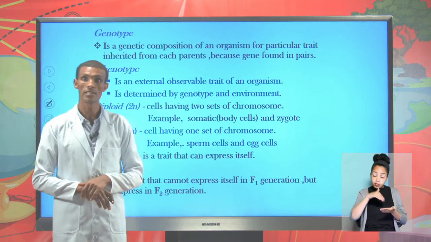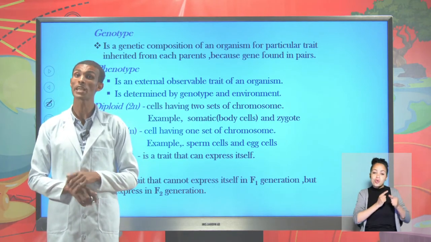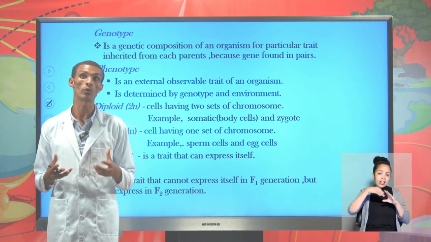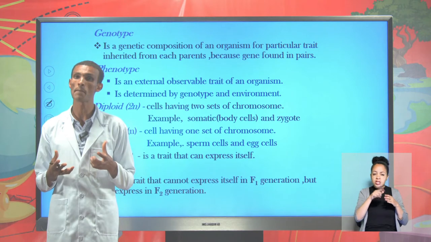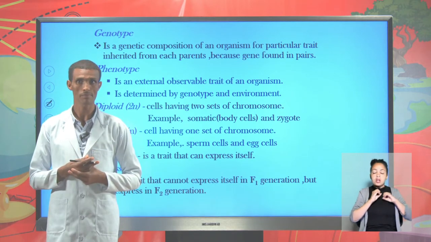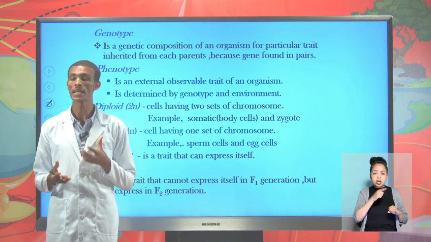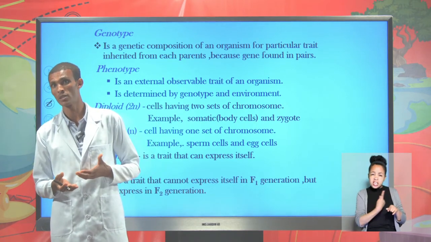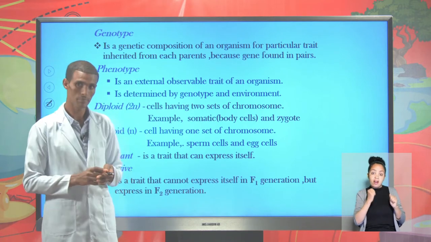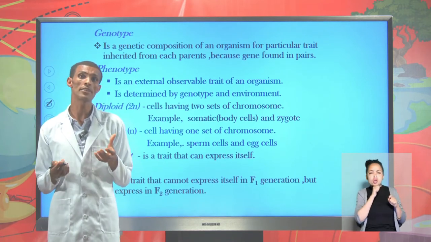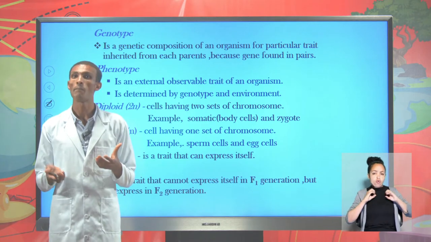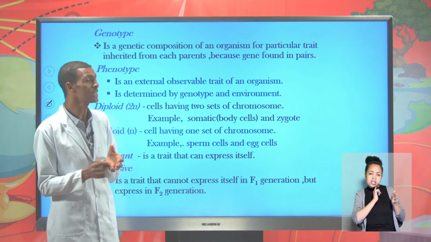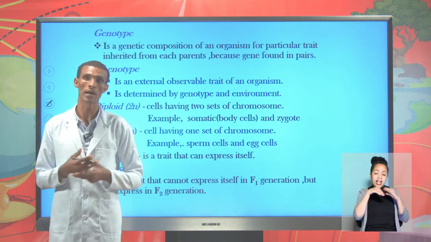And another thing is genotype. When you say genotype, it is the internal genetic composition of an organism that determines a particular trait of an organism. As we inherit half of a chromosome or half of a trait from each of our parents, we have a genotype. We cannot determine the genotype of a living organism by external description. We call it the internal genetic composition of a living organism.